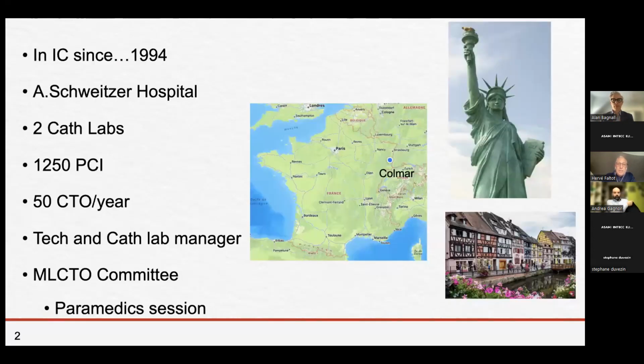So just one slide to introduce myself. I have been in interventional cardiology for many years. My center is in the northeast of France, in Colmar. We have 2 CAT labs in my hospital, 1,200 PCI last year, around 50 CTO. I'm a technician, or radiographer if you want, and also the CAT lab manager. I am also part of the MLCTO committee. The MLCTO is a big congress of CTO in France, and I am in charge of the paramedics sessions.